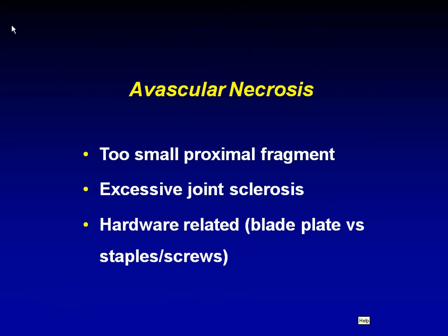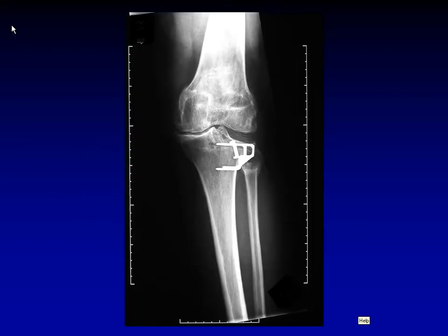Avascular necrosis occurs as a consequence of a too small proximal fragment, doing the osteotomy too proximal, and excessive joint sclerosis. In our research, in our paper which we published some years ago, we found the use of a blade plate versus staples or screws significantly increased the incidence of avascular necrosis.